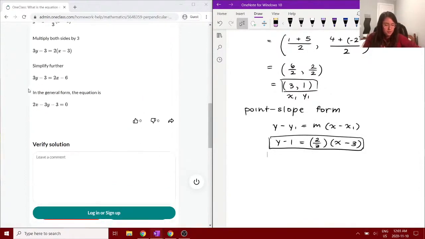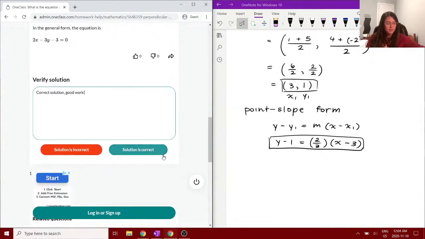This solution here also gives it in general form. If you were to distribute that slope of 2 over 3 into the bracket, you should be able to get the same form. I think we're good for that. Let's say correct. Good work. And we're ready to move on to the next question.